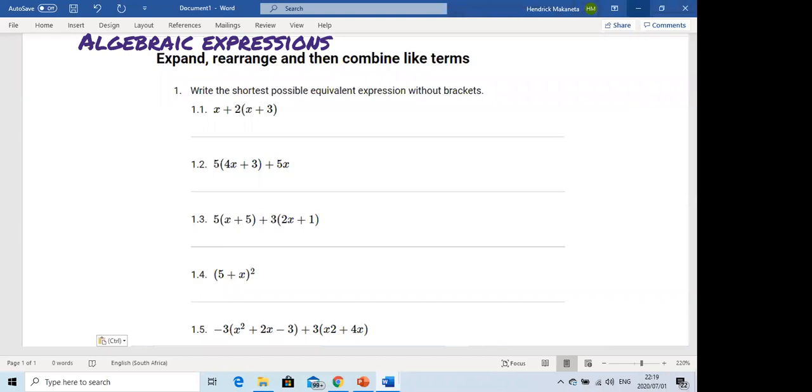Right? Let's simplify 1.2. I see Lesedi. Okay, fine. I hope that your question has been answered now. Let's simplify the second one.